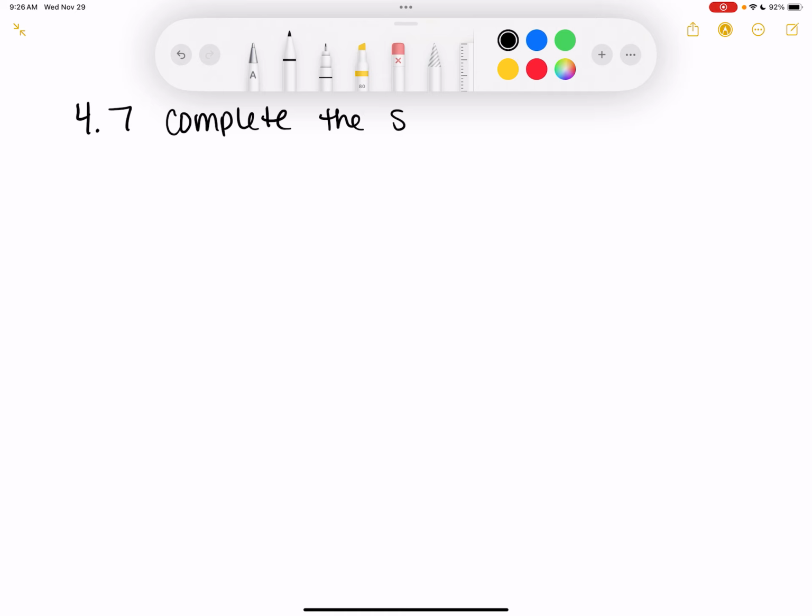Complete the square. Alright, so there were no notes for this section because there's about 3 lines of notes total. So I just do them. So the catchphrase I have for this is: half the middle term and square it.